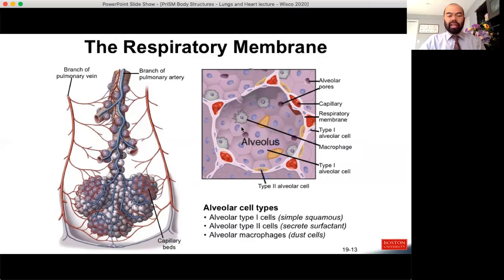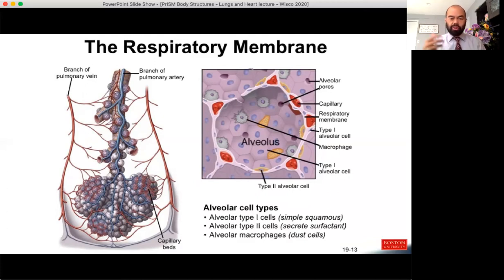The macrophages I like to think of as little rock climbers. They hold on to the wall. Sometimes they're squeezing through the wall. But these macrophages, also known as dust cells in the respiratory system, are the cells that are engulfing particulate matter that somehow made it past all of the defense mechanisms from the upper airway into the lower airway. For example, these dust cells are the cells that are engulfing tar from cigarette smoke. And when they engulf something, they will hold onto it and just stay attached to the respiratory membrane.